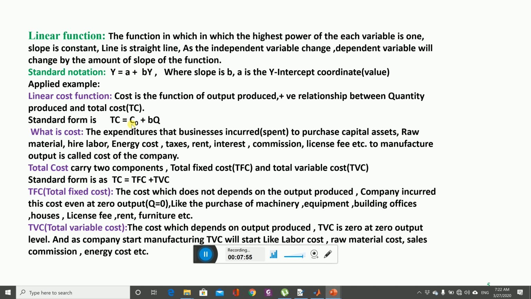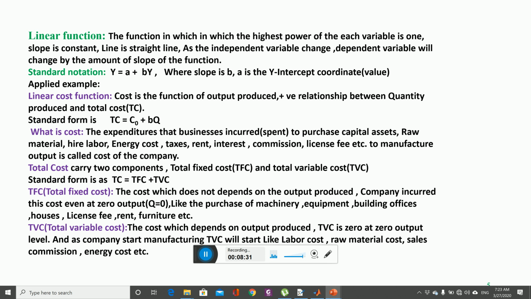Standard form is total cost is equal to C0 plus BQ. And here B is the slope, Q is the independent variable, number of units produced, TC is the dependent variable, total cost, and C0 represents the total cost intercept coordinate. When the company increases output by 1 unit, the total cost of the company will change by the amount of the slope B.